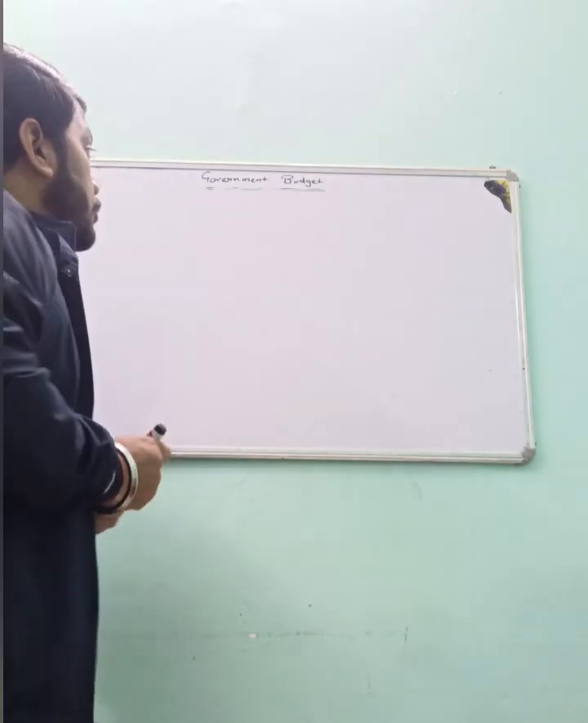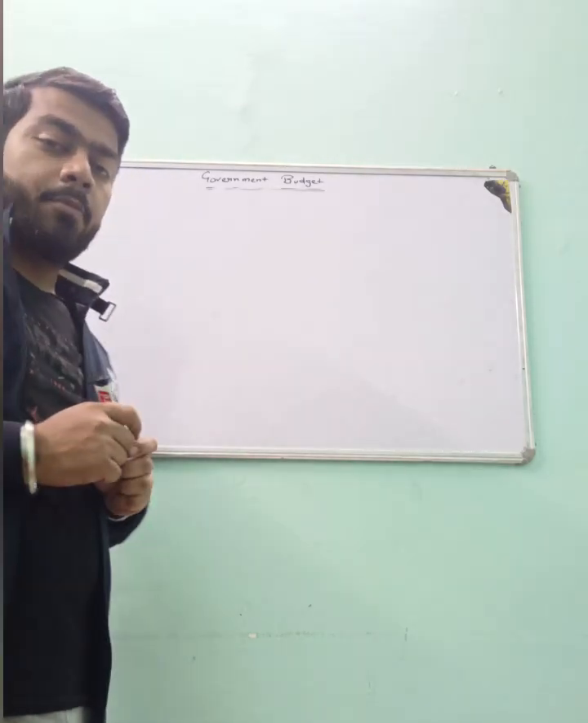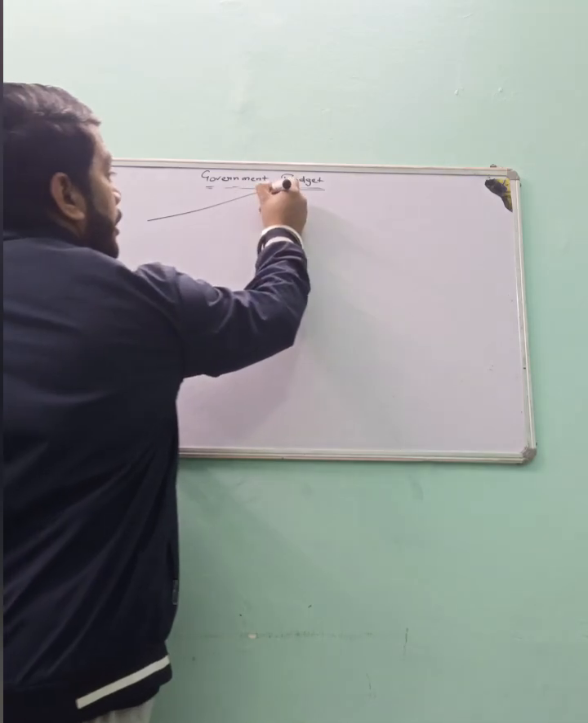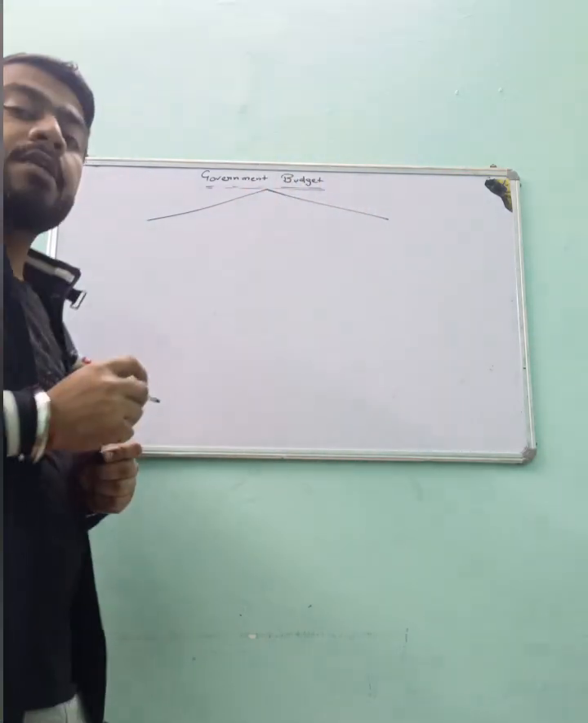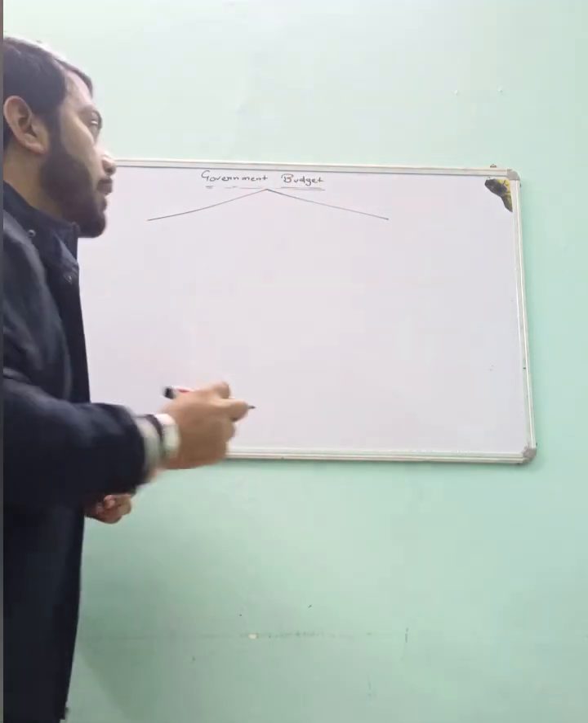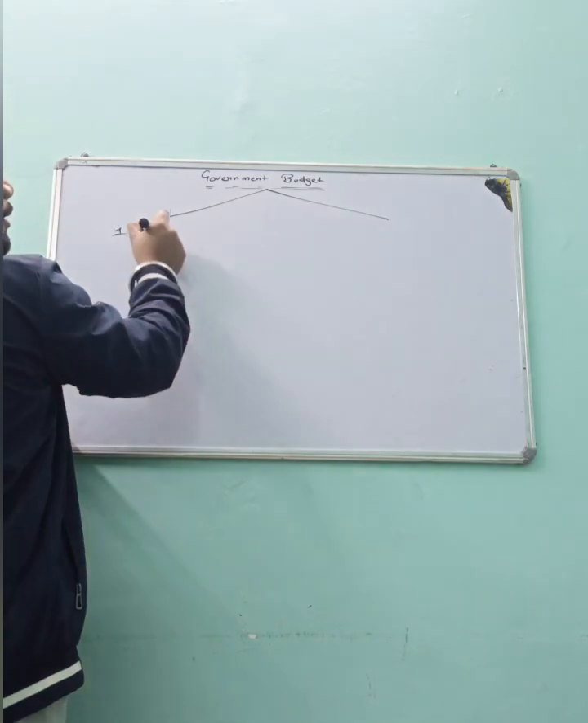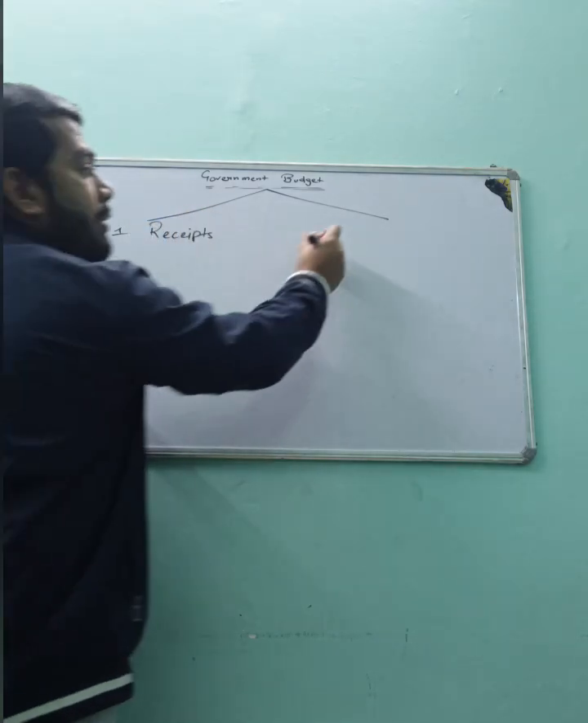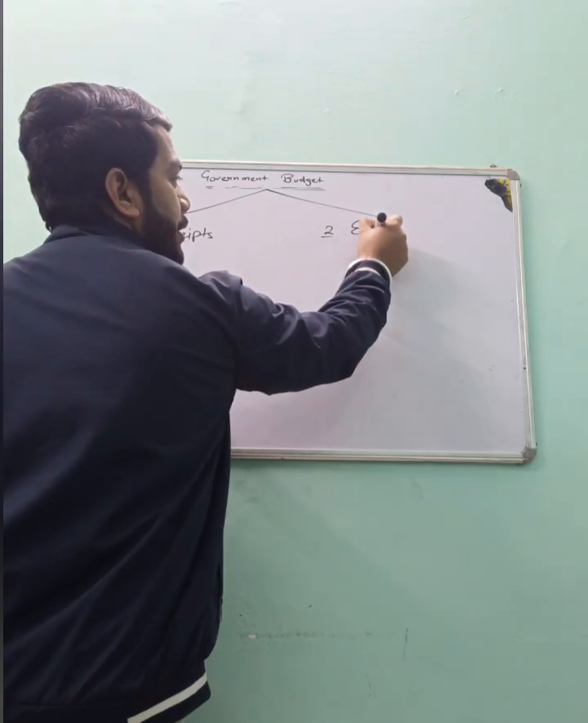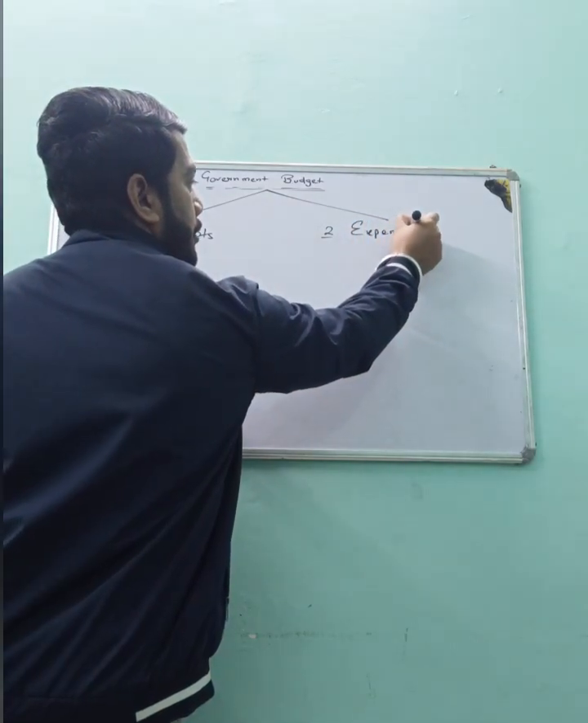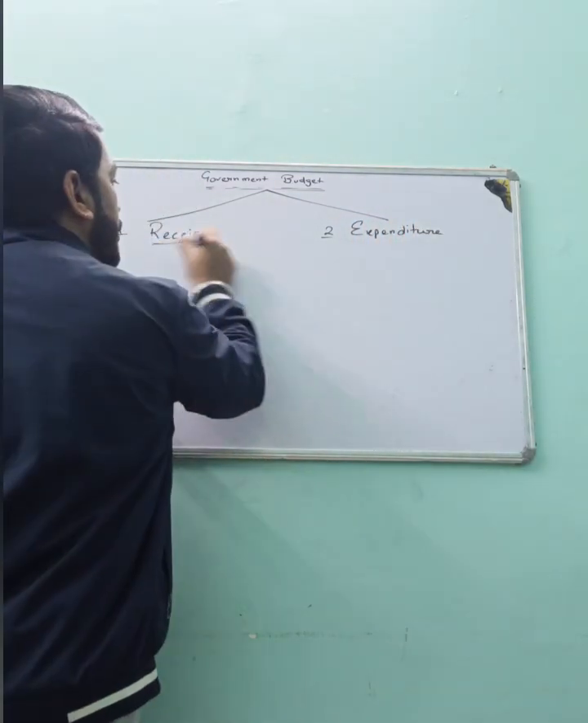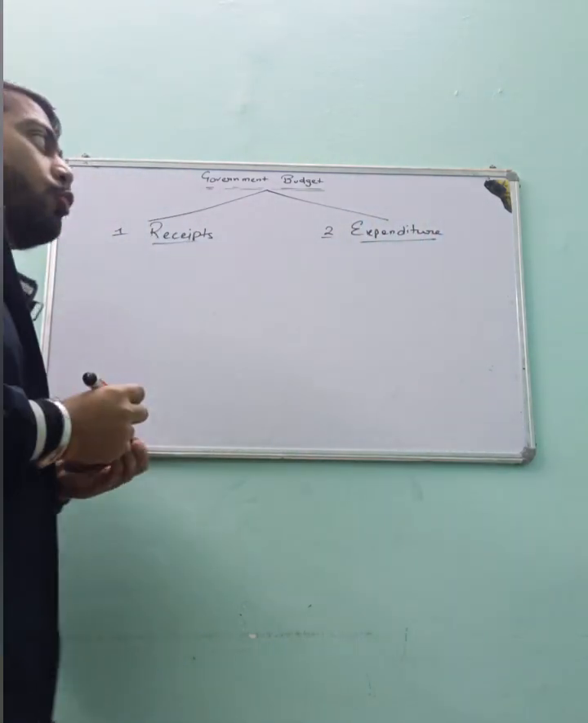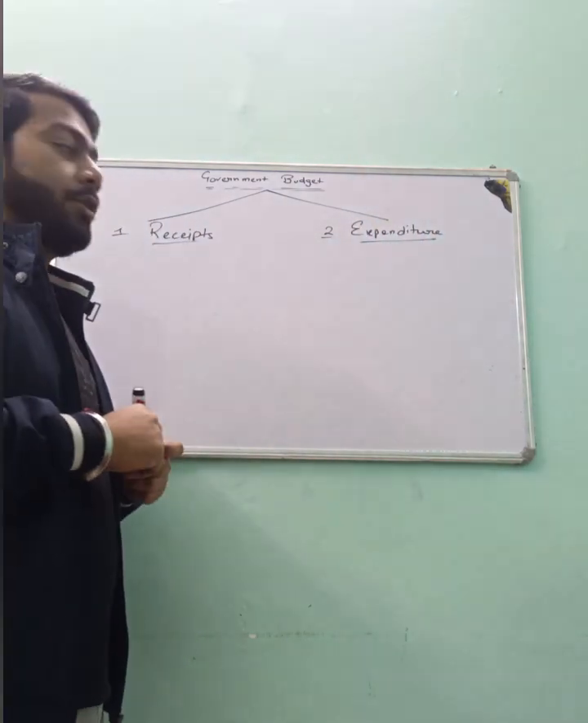Everyone. So today we are starting with the topic government budget. Here we will discuss two things. First one is receipts and second is expenditure. These are two main aspects of government budget.